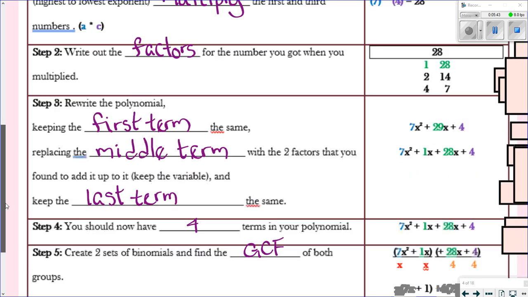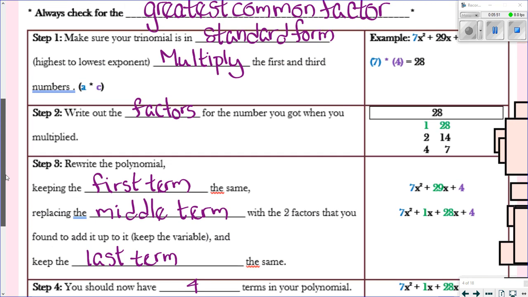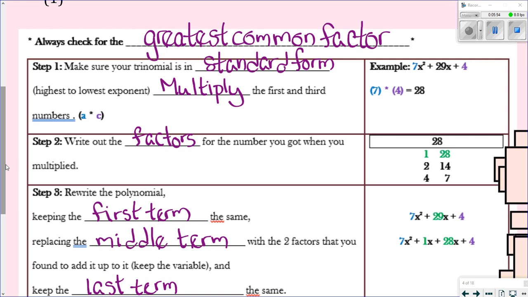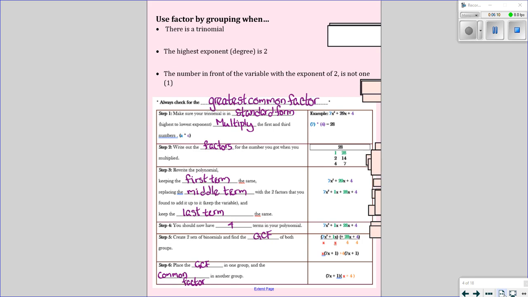So again, you already did factor by grouping when your leading coefficient was 1, but you just add in a step, just one step before you get to that point. So you multiply the first and the third term in order to find the factors, so that way you can split the middle term and then do the factor by grouping. All right, so let me expand that. So basically, that's the step.